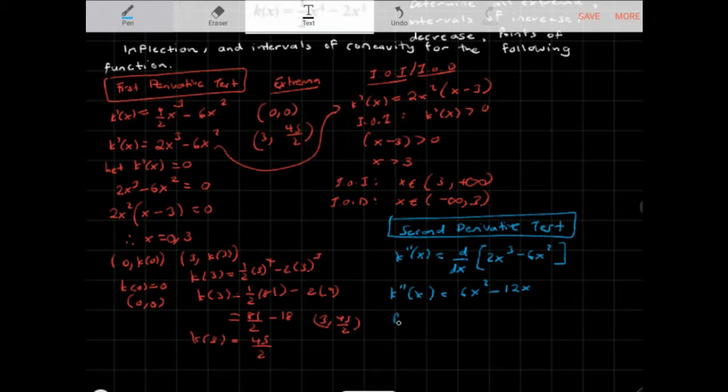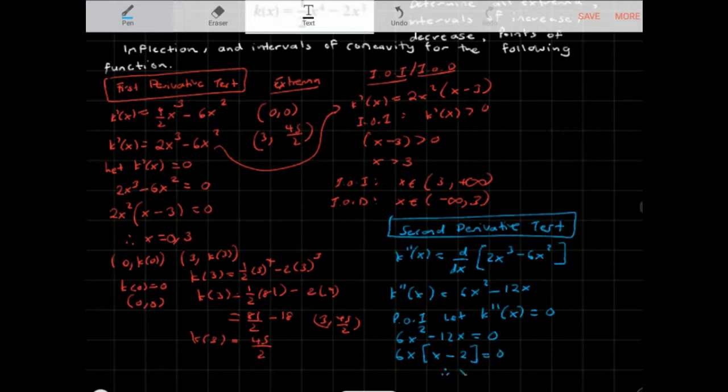To find your point of inflection, I'm going to let my second derivative function k double prime of x equal 0. So you get 6x squared minus 12x is equal to 0. I'm going to factor out 6x. You basically get x minus 2 is equal to 0.